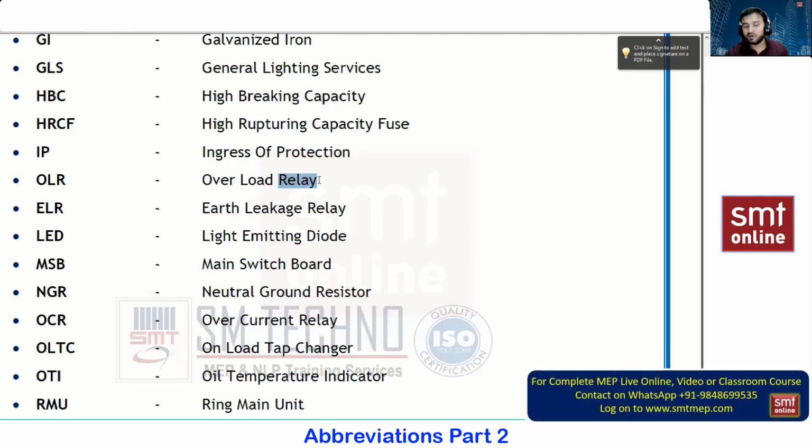So I'm talking about overload relay. Every equipment or device like a transformer, machine, or generator will have this overload relay, because if you overload your device, what happens? It may blow. To overcome that, we have this overload relay. Before crossing the limit itself, it will interrupt the supply.